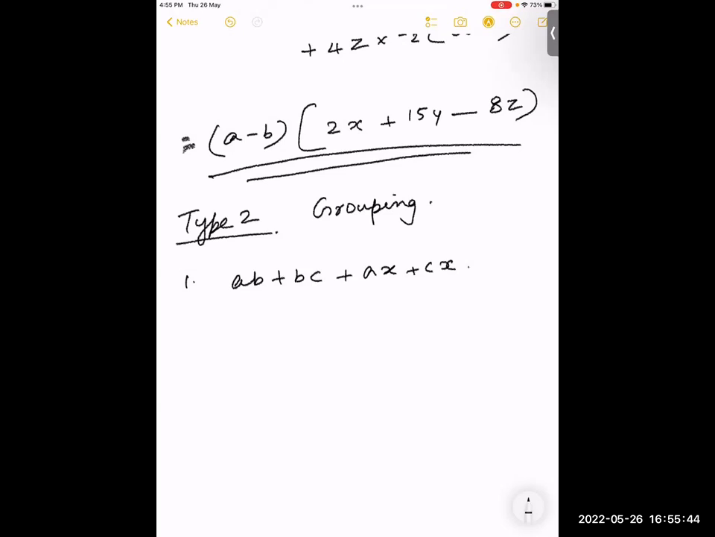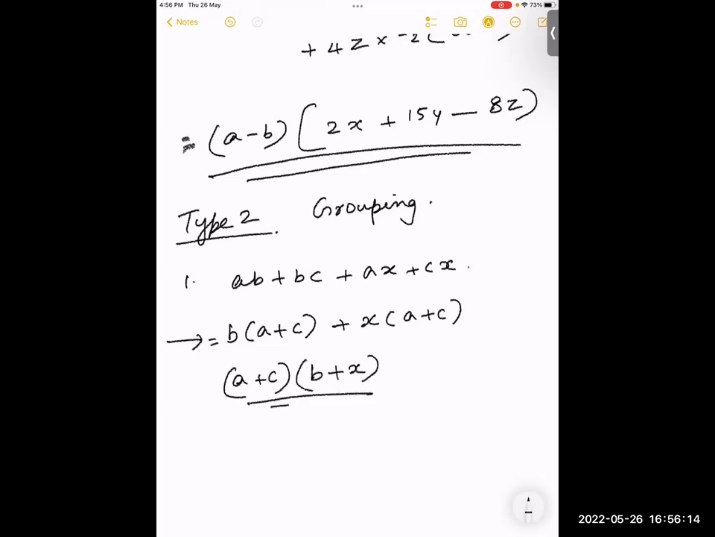Tell me. First part will be B into A plus C plus X into A plus C. Perfect. So that will become B plus X into A plus C. In the next step, you see common factor. So this step becomes take the common factor out. So take A plus C, and then what are you left with? B plus X.